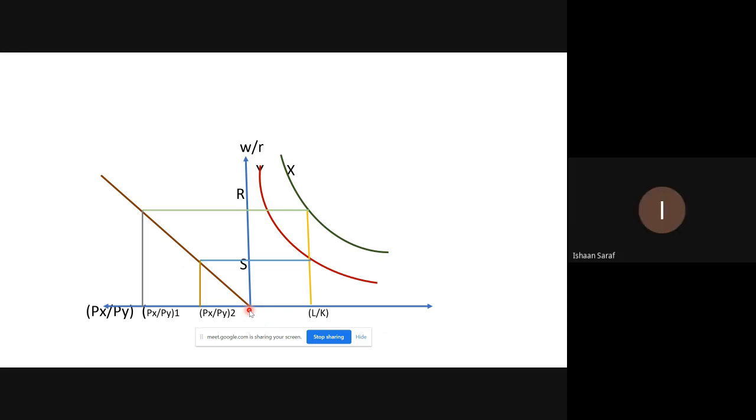Okay, ma'am. Again, the slope doesn't matter here. It may be 30 degree, it may be 45 degree, 60 degree, whatever, but it should be a positively upward rising straight line. It's done, ma'am. Okay, fine.